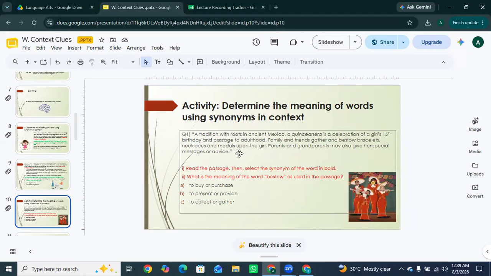Here we have clue words in the passages like give, like family bestow gifts, parents give message. Okay, so the target word is bestow, like give.